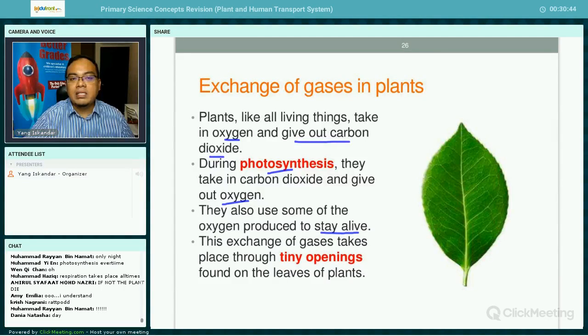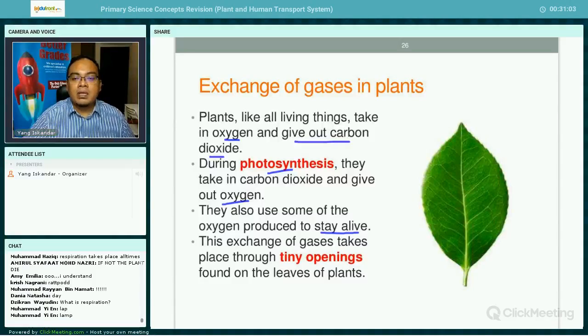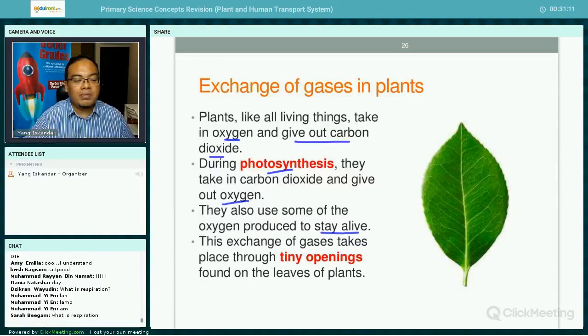Although we know that in the forest, the day is where the sunlight is, so usually photosynthesis takes place in the day. But if there is light present at night, in the evening, photosynthesis can also take place. So basically you cannot say that photosynthesis takes place in the day and respiration takes place at night. Respiration takes place all the time. Photosynthesis takes place when there is a presence of light. I hope you are very clear now.